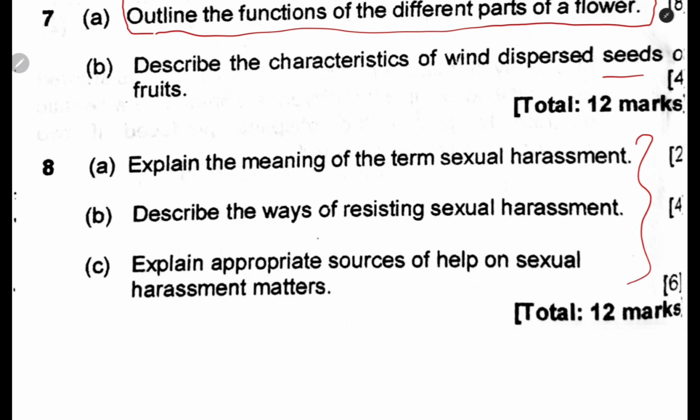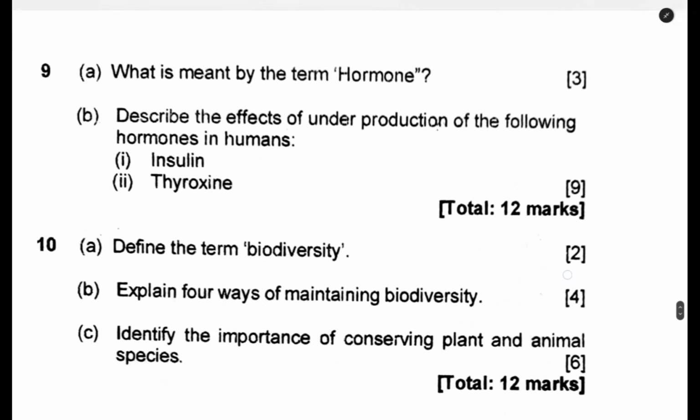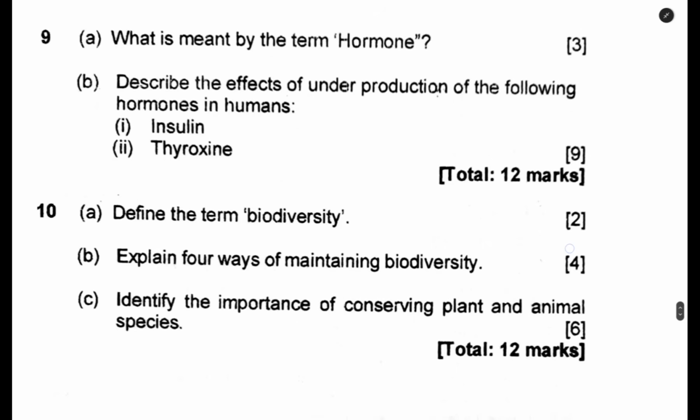This is one of the subjects that is compulsory in Zambia. So if there are people that do not take civic education, there are just a few. But this part, you need to know it before you write an exam. Then question 9, what is meant by the term hormone? So this one is on the endocrine system. Like I said, you need to know this part. Describe the effect of underproduction of the following hormones, that is insulin, thyroxine.